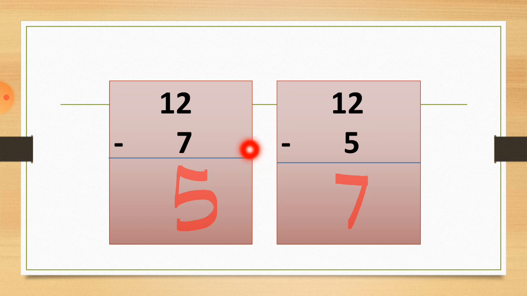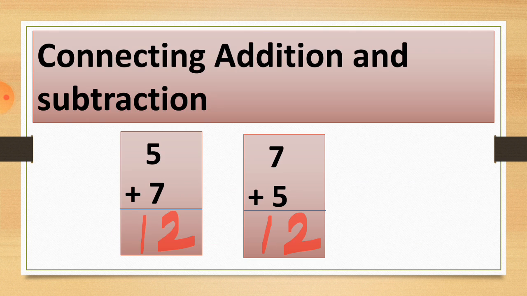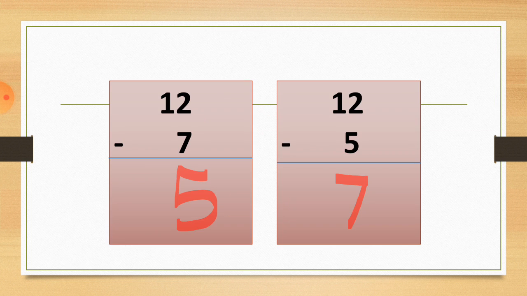If you notice one thing, here is the same number. The 3 digits are the same: 12, 7 and 5. 12, 5 and 7. Here you can see 5, 7 and 12. 7, 5 and 12. So here some connections are there. Here are the 3 numbers: 5, 7 and 12. Here also you can see this.